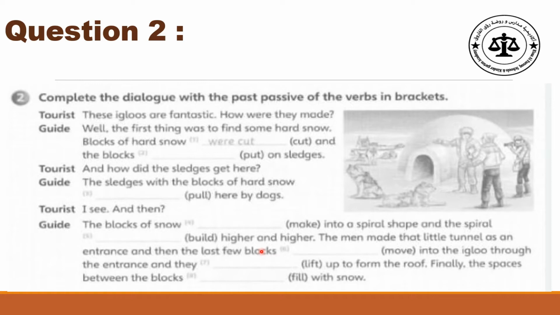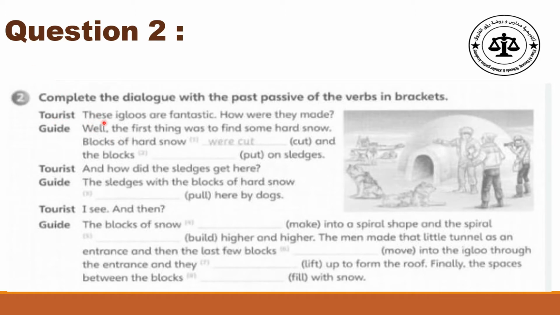Now let's move to question number 2. Complete the dialogue with the past passive of the verbs in brackets. Here we have a dialogue between the tourist and the guide. Let's read this dialogue and complete these sentences by using the past passive. We want to correct the verbs between brackets into the verb past participle. So let's start reading this dialogue.